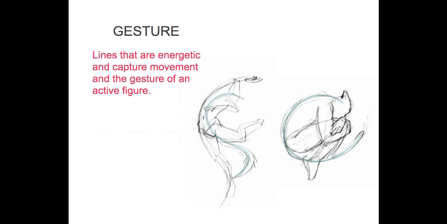Gestured lines are energetic. They capture movement and motion, and they get the gesture of an active figure. This is often used when drawing dancers, athletes, anything in motion. As you can see from the examples, the lines are small, hairy, and just as quick as perhaps what the artist has drawn.